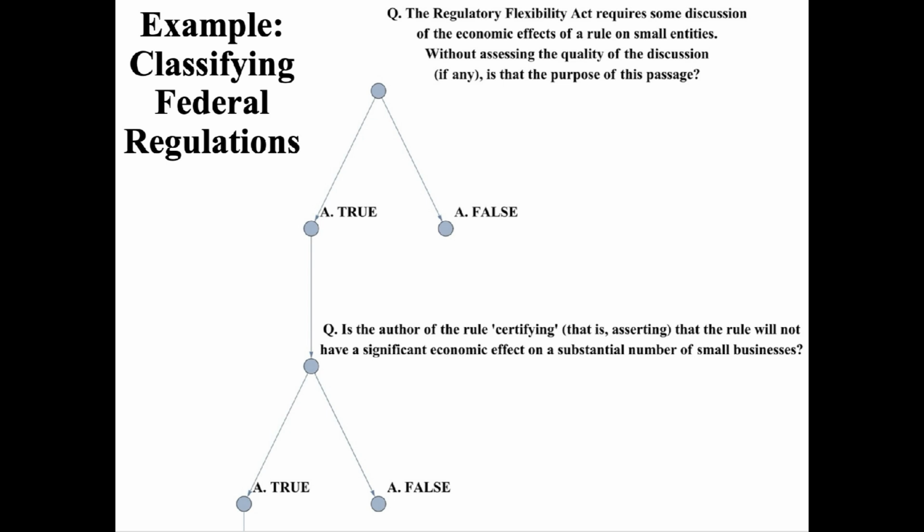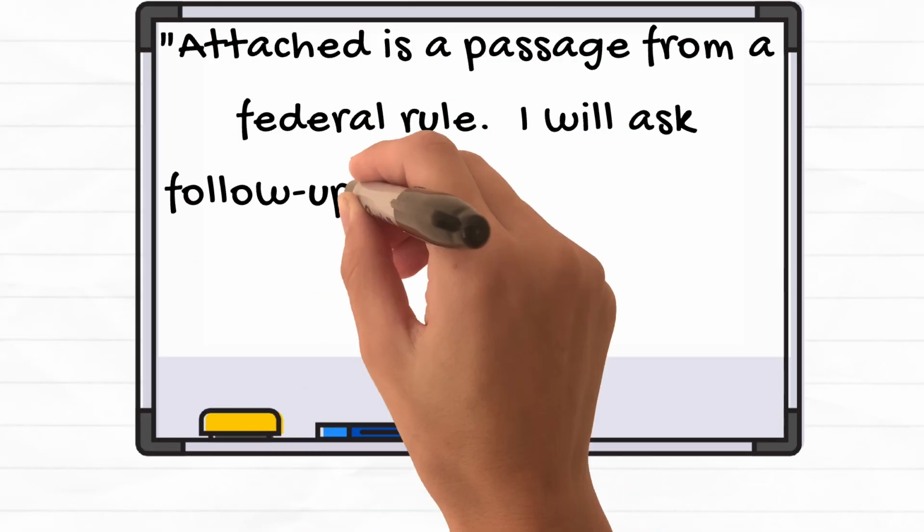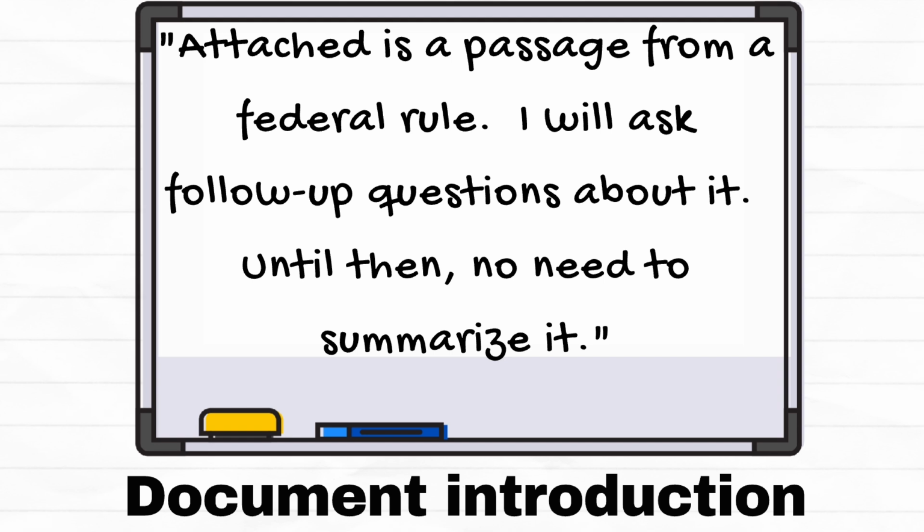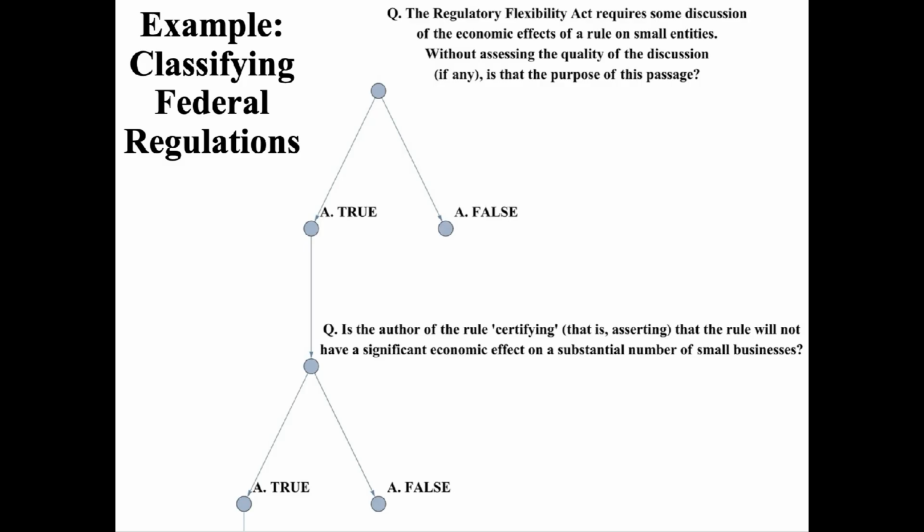Here is an example where I looked at passages from each of thousands of federal regulations. I begin by introducing the passage, the raw data, if you will. Then the question and answer tree is followed. It begins at the root, which is shown at the top in my illustration.